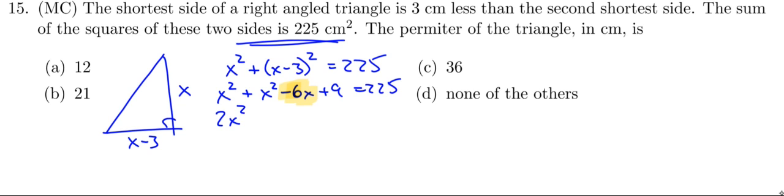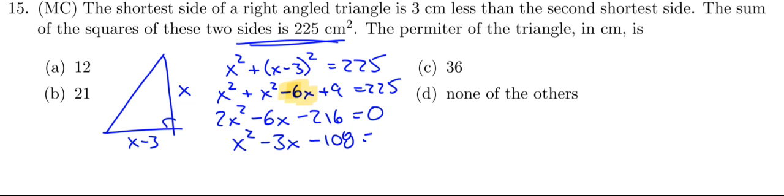And this is going to become 2x squared minus 6x, and then when you bring over that 225, this will become negative 216. Now, each of those is divisible by 2, so I'm going to divide everything by 2 here. I'm going to get x squared minus 3x minus 108 equals 0.